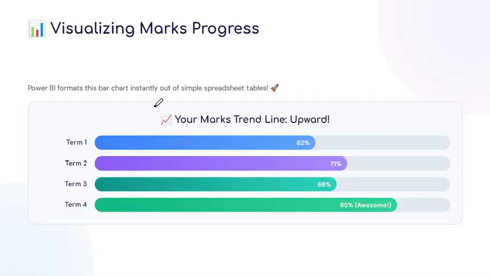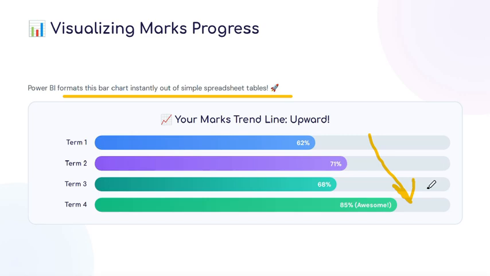So in this visualization, you will see how it has been shown here, right? Power BI formats this bar chart instantly out of simple spreadsheet tables. Rather than seeing just a spreadsheet table with numbers, this is marvelous, right? And you can see the trends as well.